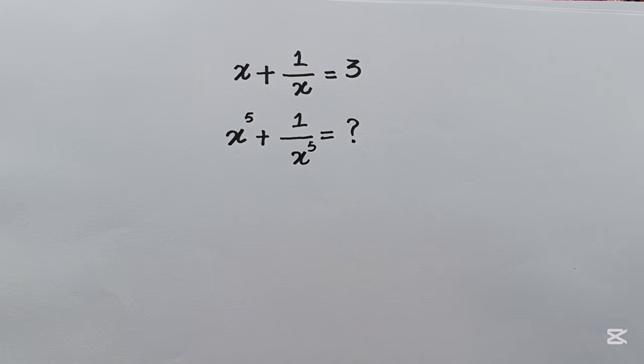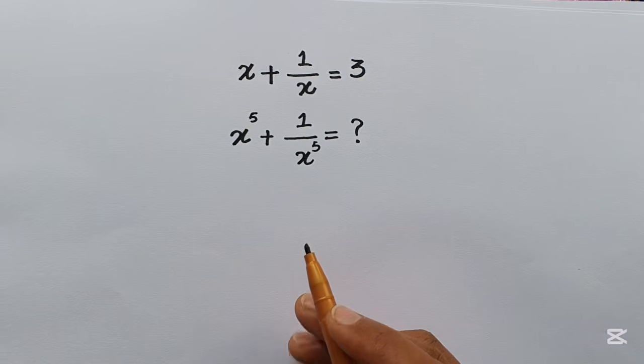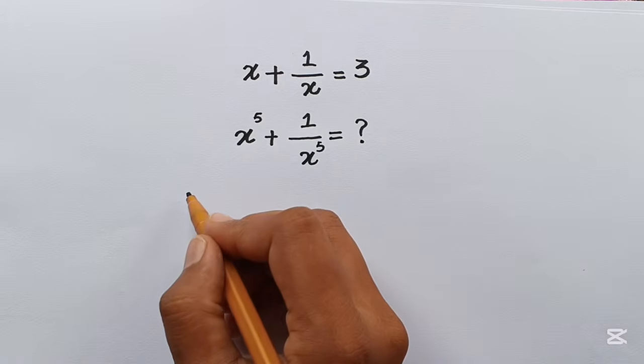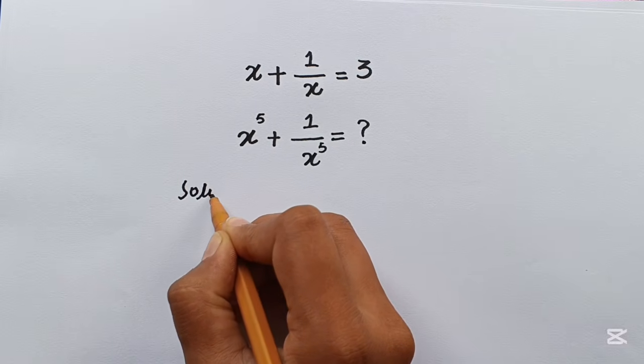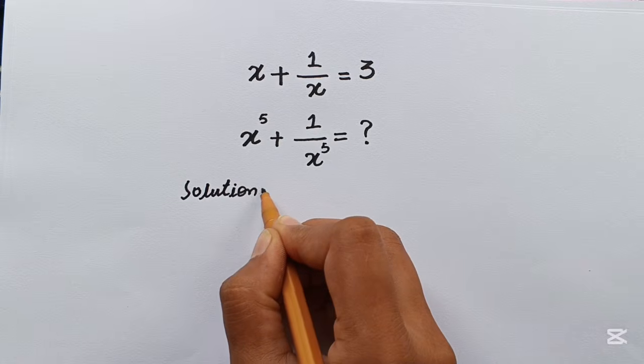90% of students get this wrong in exam, but today I'll teach you one trick that solves it in just 20 seconds. Watch till the end. This is x plus 1 over x equal to 3. We find the value of x power 5 plus 1 over x power 5. So let's start.